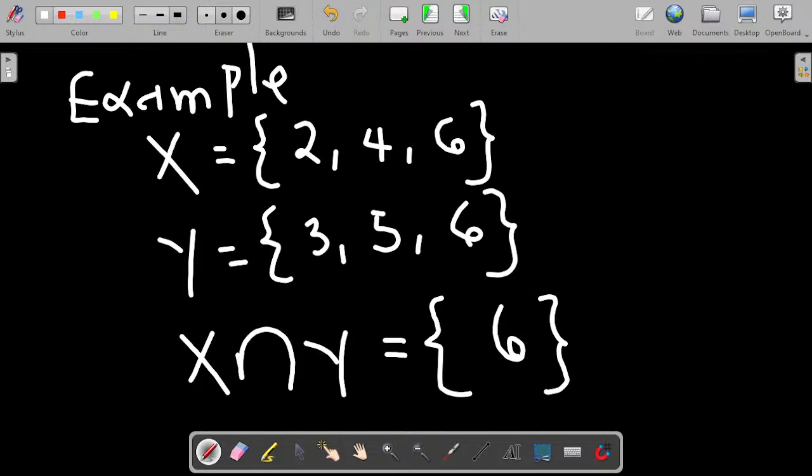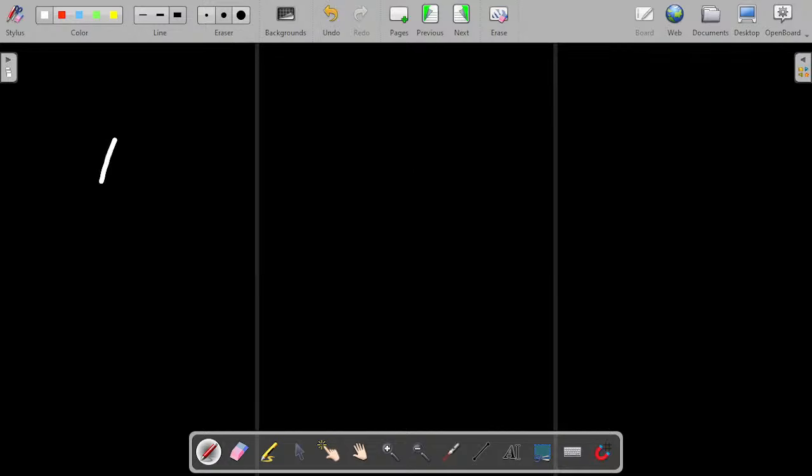Have you written it? Okay. Let's try something else. Let's assume we have set A, for instance. Let's assume we have set A as 2, 4, and 6.